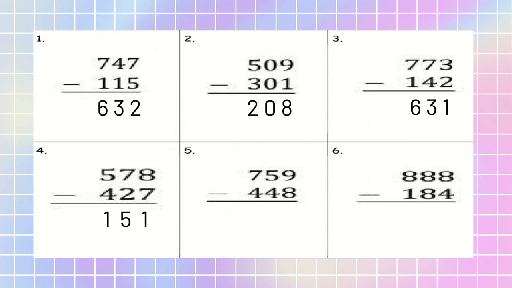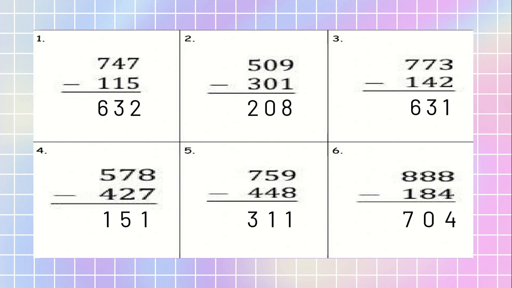Okay, very good. It's 151. Number 5, what is the answer? Very good. It's 311. How about number 6? 888 minus 184. So the answer is 704. It really depends on you which way you would like to use.